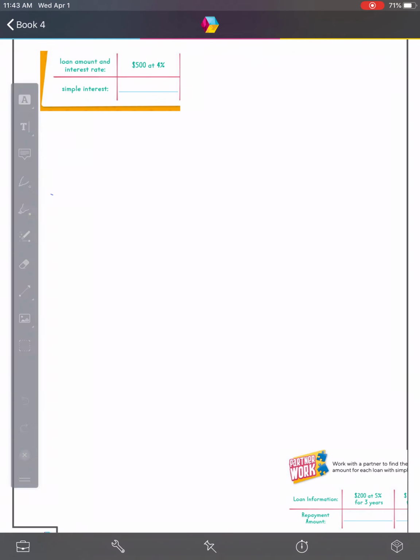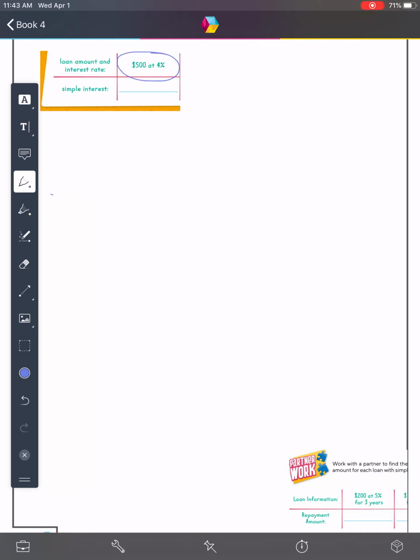This is where we have our information. $500 and a 4% interest rate. So what should we do? Remember, we just need to multiply this. So we have 500 times 4, and it's really easy. 5 times 4 is 20, and I add these two other zeros. Now, of course, that $2,000 will not be the simple interest of $500. That would be a lot, right? So, what should we do?